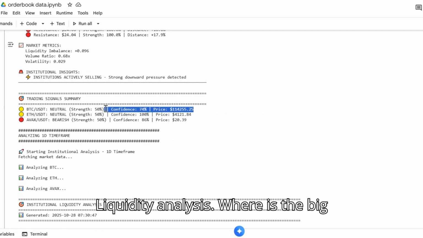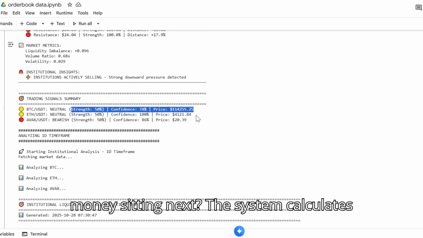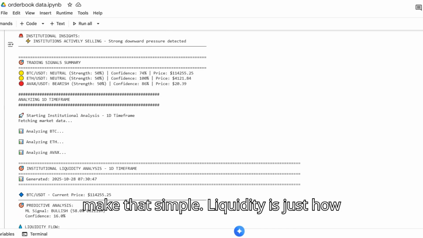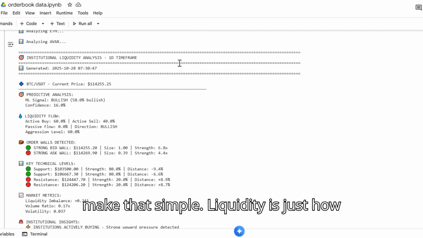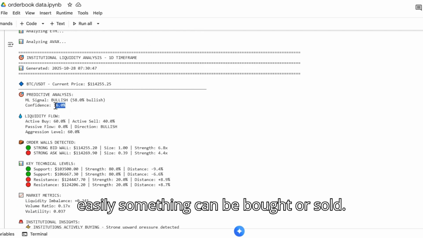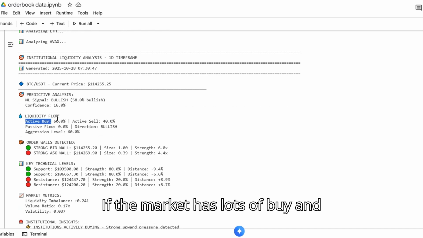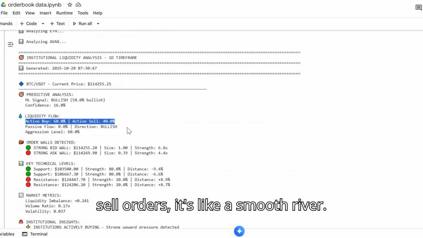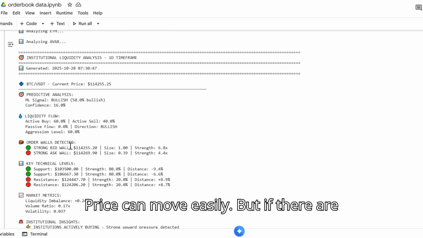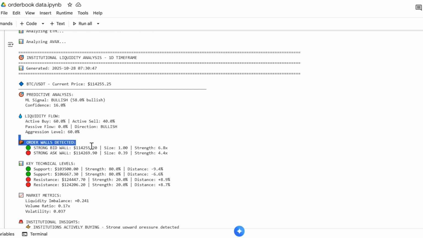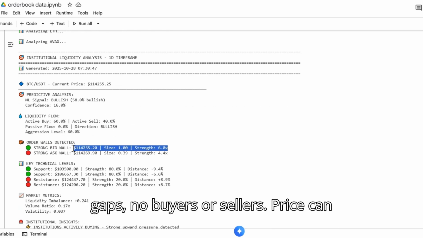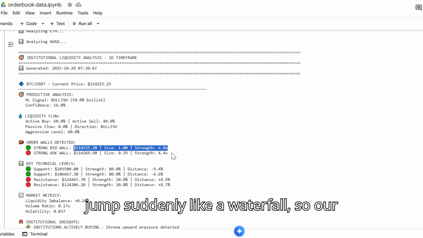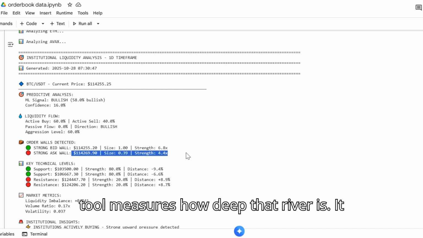Part 2. Liquidity analysis. Where is the big money sitting? Next, the system calculates something called liquidity metrics. Let's make that simple. Liquidity is just how easily something can be bought or sold. If the market has lots of buy and sell orders, it's like a smooth river. Price can move easily. But if there are gaps, no buyers or sellers, price can jump suddenly like a waterfall. So our tool measures how deep that river is.